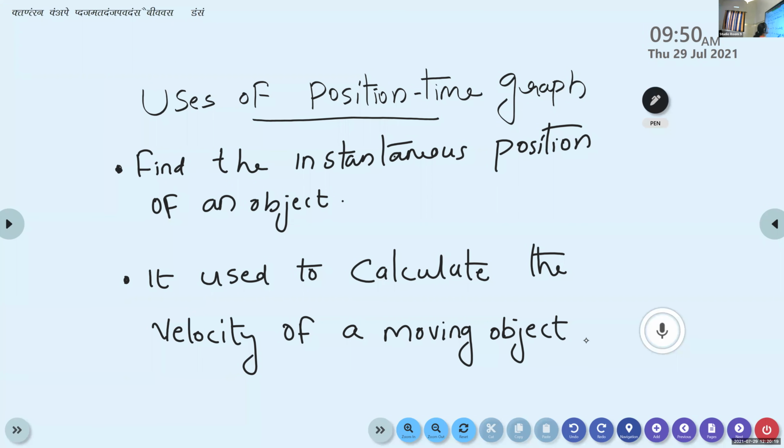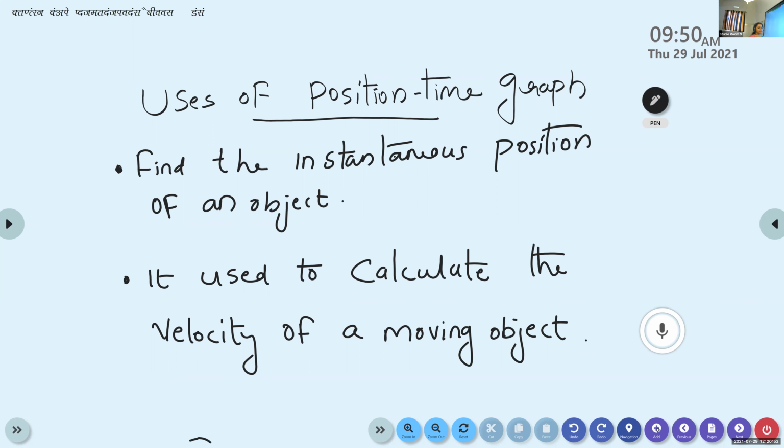Now, how can we calculate the velocity of a moving object from a position time graph? That is what we are going to discuss next. So there are 5 different cases under the position time graph. The first use of the position time graph is that we get the position of an object. We can determine the exact position of an object for a given interval of time. That is what we are writing here: we can find out the instantaneous position of an object. The second case is that it is used to calculate the velocity of a moving object.